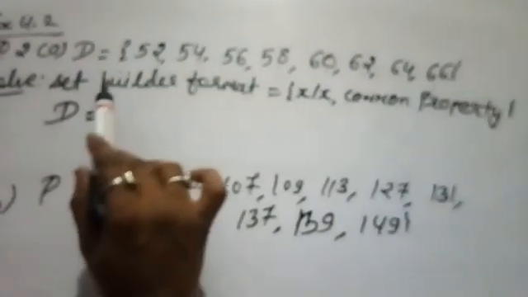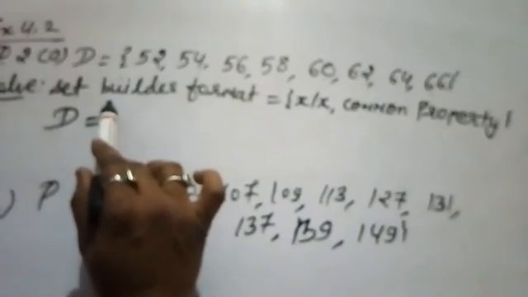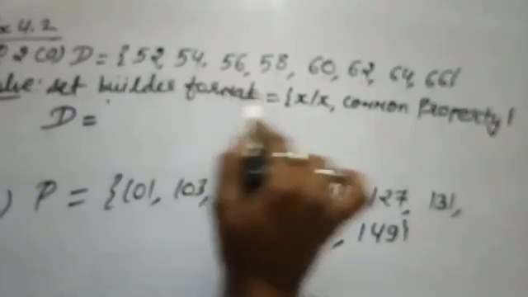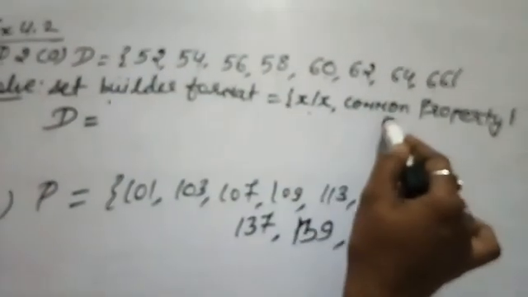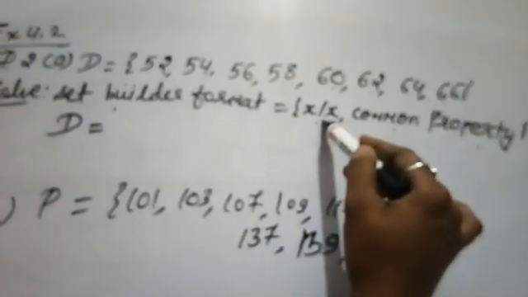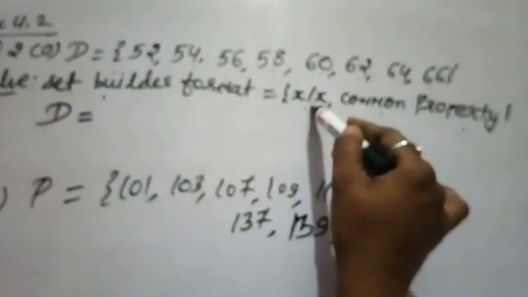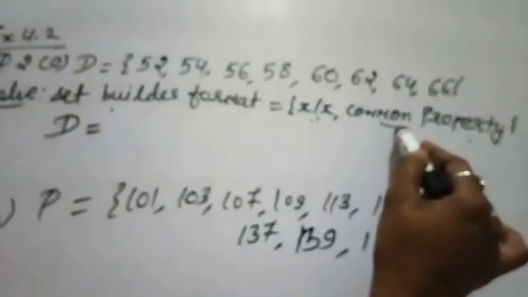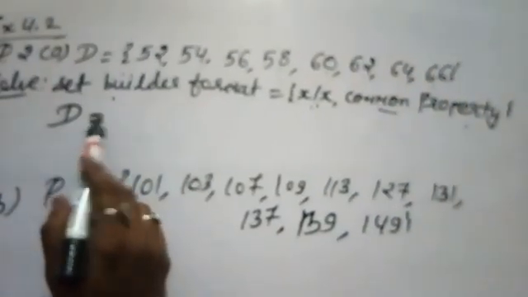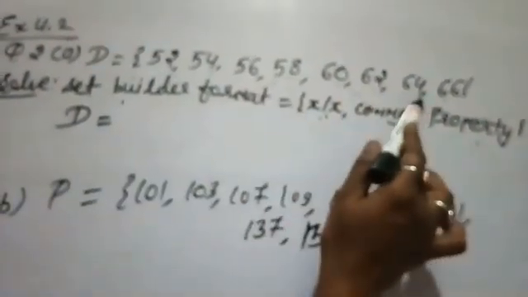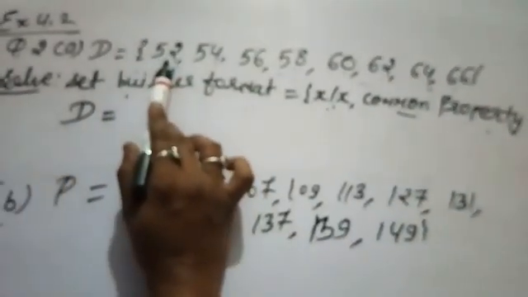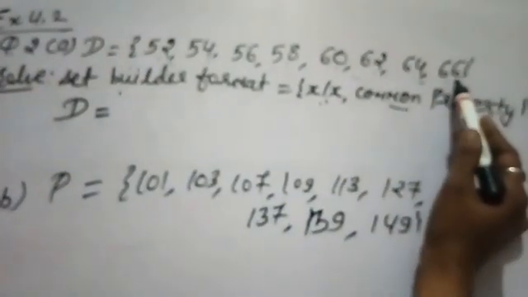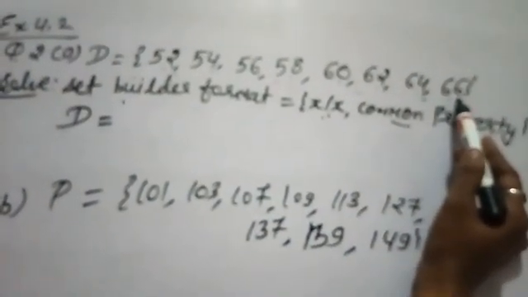First let me remind you about the set builder format: x such that x has a common property. It means one variable x indicates all the elements of the set with a common property. So how can we write it down? We see all these numbers are even numbers, but see the first element 52, it is more than 50, and the last one 66, which is less than 68.